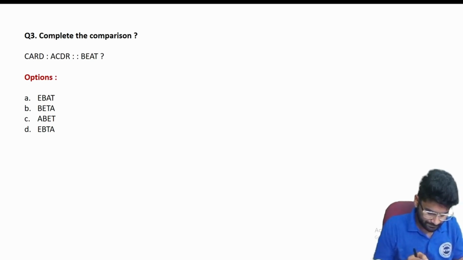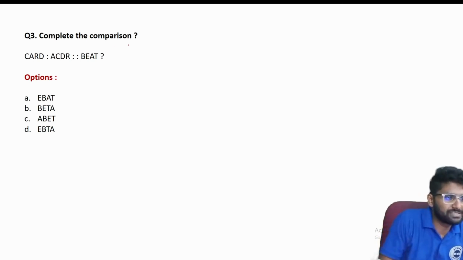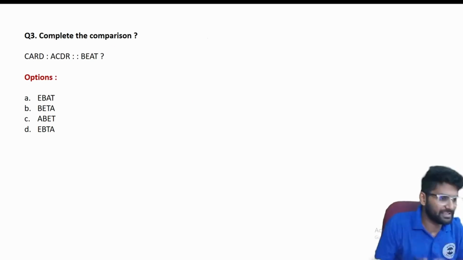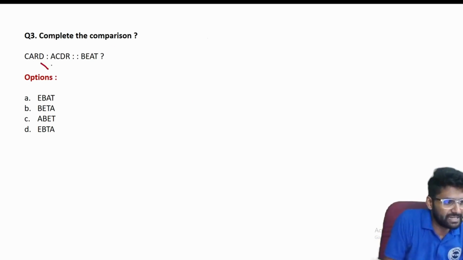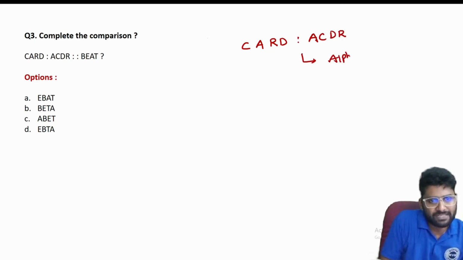Add 13 units. Now see, analogy means identify the similar relation. So just identify the relation here and apply the same relation. If you see the relation for CARD, it is ACDR. If you observe carefully, guys, ACDR is in alphabetical position.